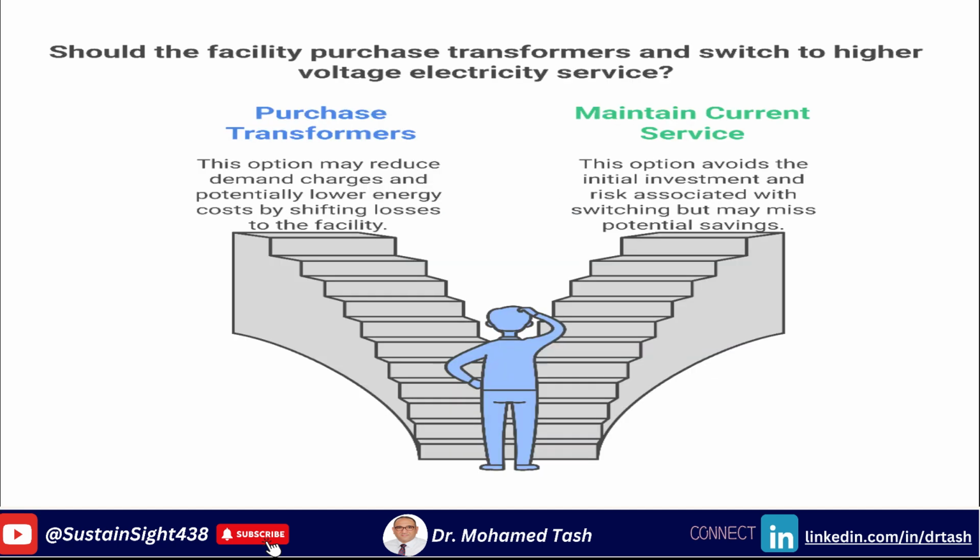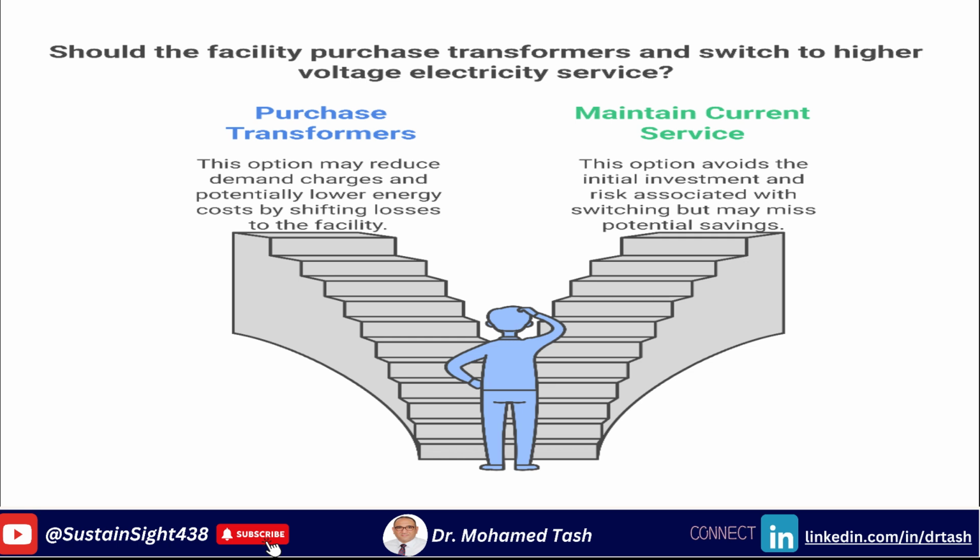For example, let's assume you have a small industrial facility on an industrial rate schedule. The facility consumes 300,000 kilowatt hours of energy per month with a peak demand of 1000 kilowatts. If your facility is located near a transmission line, you could potentially purchase your own transformers and accept electricity service at a higher voltage level.